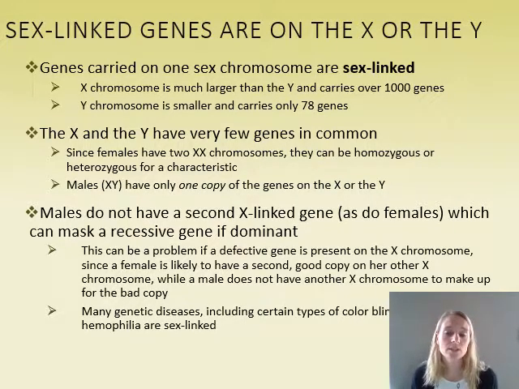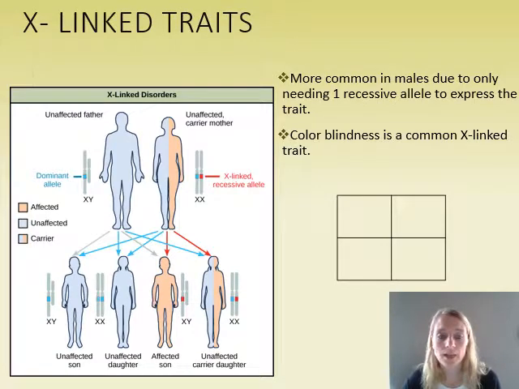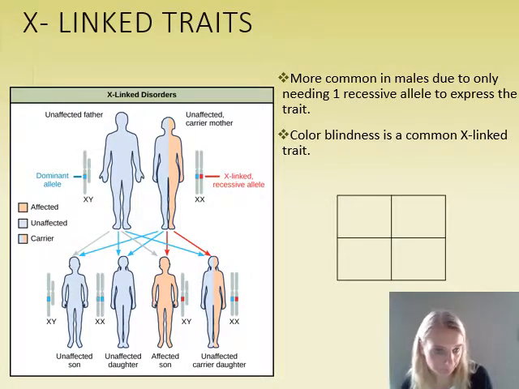All right, so a lot of times traits that are found on the X chromosome are more commonly found in men and boys because they don't have a dominant allele on the X that girls, females, may have, because they have two X's. So one of these examples is color blindness.